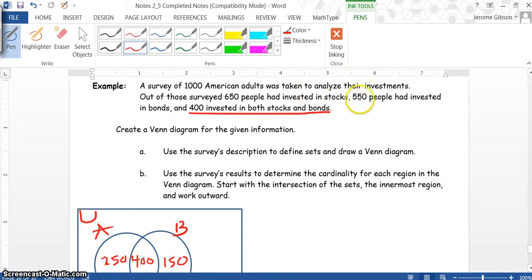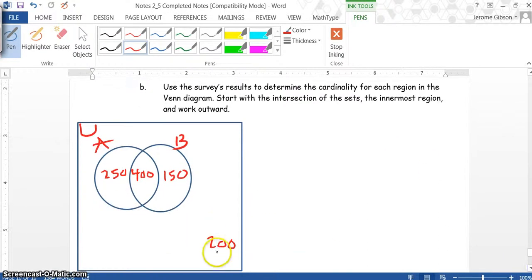Now, next we're told that 550 people had invested in bonds. So we would take 550 minus this 400, and that will leave us 150 because we would not count this twice because it intersects both the stocks and the bonds. So now, when we add this up, 250 and 400 is 650, plus 150 is 800. Remember, there's 1,000 American adults surveyed, so then that will leave us 200 people.